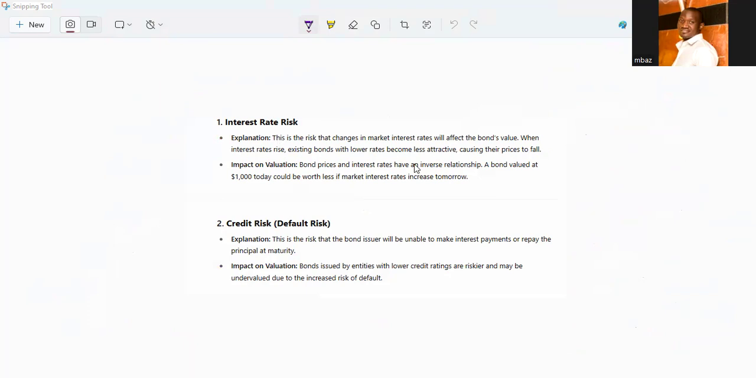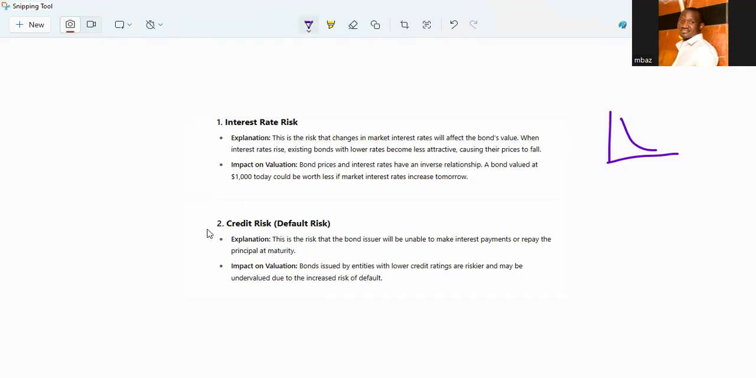So the interest rate risk is a risk that changes in the market interest rate will affect the value of the bond, because when interest rates rise, what will happen? The bond with lower rates will become less attractive, like I said. So this will cause the prices to fall. A bond and interest rates have an inverse relationship. They go like this. So a bond that is valued at 1,000 today would be worth less if the market interest rates increase tomorrow.